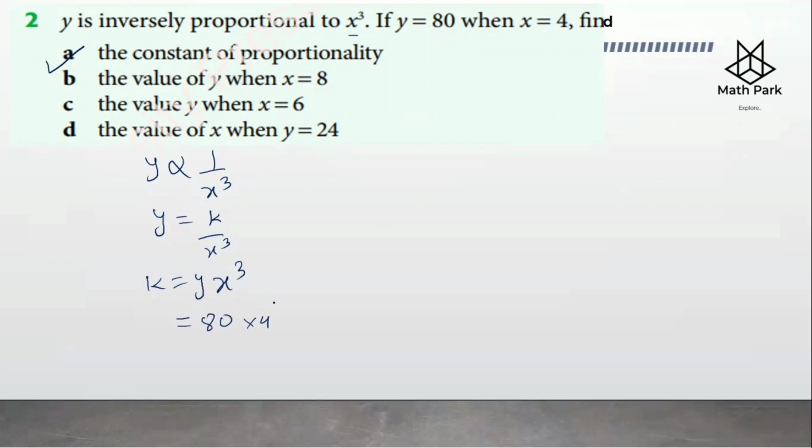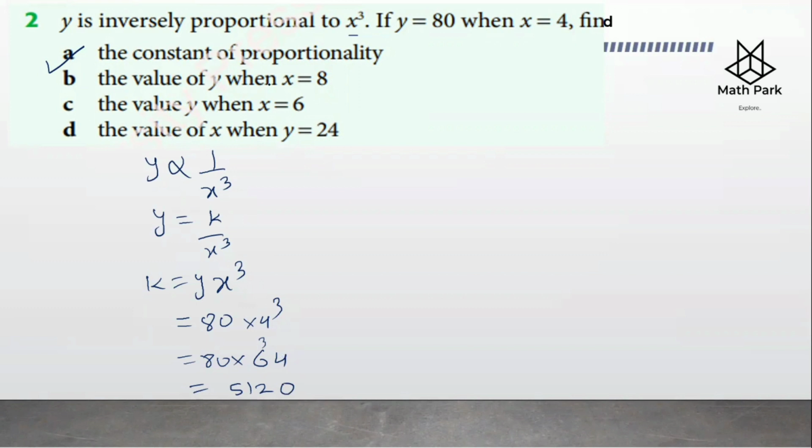So 80 into 4 cube, which is 80 times 64. Multiply this. 8 4s are 32, 3 carry. 8 6s are 48, plus 3 is 51, and 1 0. 5120 is the value of K, that is the constant of proportionality. Got it? Now let us do the B part.